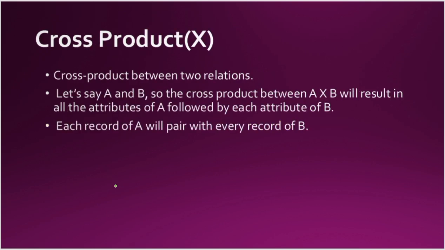It is a cross product. So here it will show the relationship between the two tables. It means the two relations also you can mention. So here let us consider A and B are two tables, two relations. So if you do the cross product between A and B, you will get the result as the attributes of A followed by each attribute of B. That means A will be cross producted with each attribute of B. So here every record in A will be paired with every record of B.